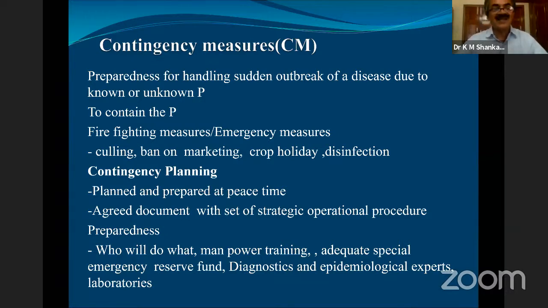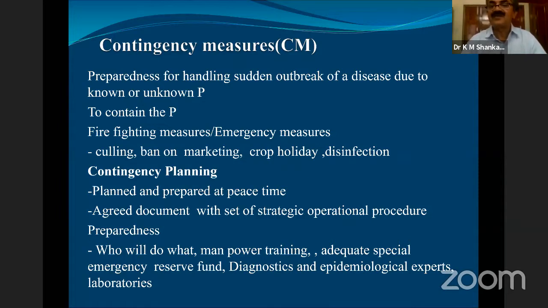planning. It is planned in advance, okay, prepared at peacetime. It's an agreed document with a set of strategic operational procedures on preparedness. It is like who will do what, where is the manpower in case an emergency strikes. Do you have an adequate special fund for that? Reserve fund? What are the diagnostic procedures?